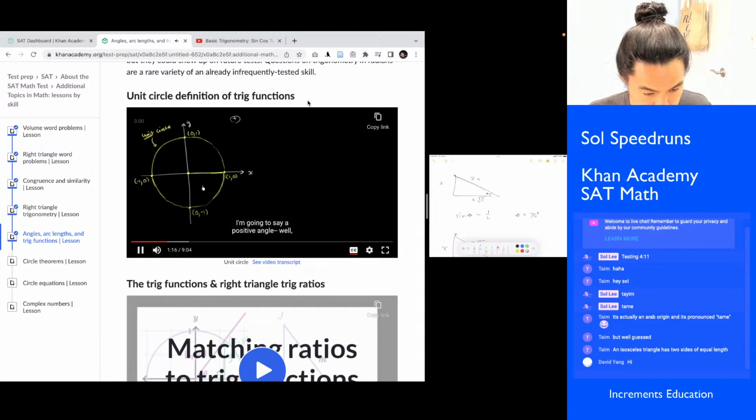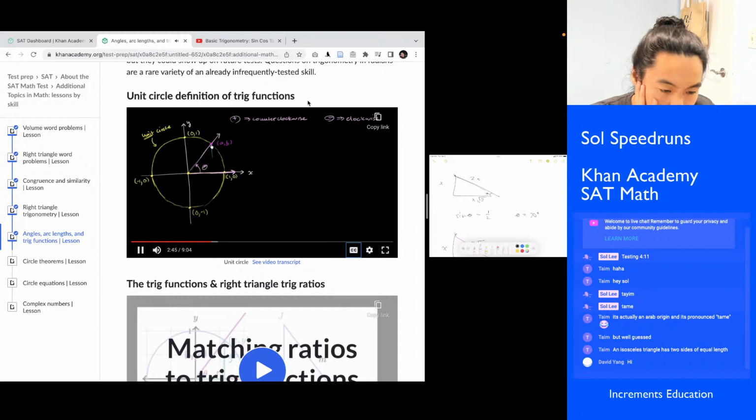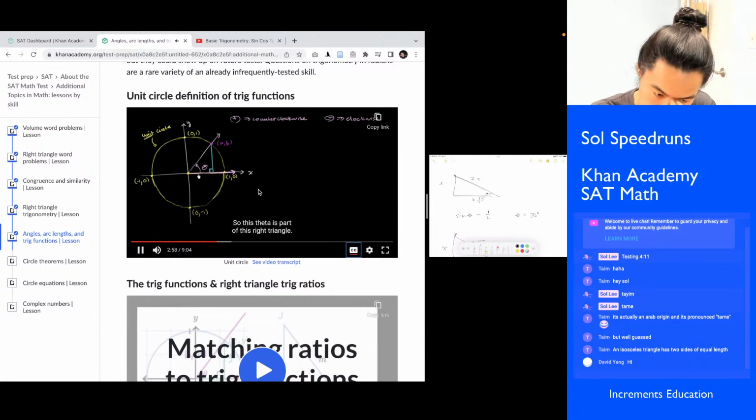The initial side is the starting side of the angle, and then to draw a positive angle we go to the terminal side. A positive angle means going counterclockwise. I'm skipping, trying to figure out where this is going. What am I going to learn from this? This is a 90-degree angle, so this is part of this right triangle. This hypotenuse has one side, the opposite side, which is the exact same thing as the y-coordinate.